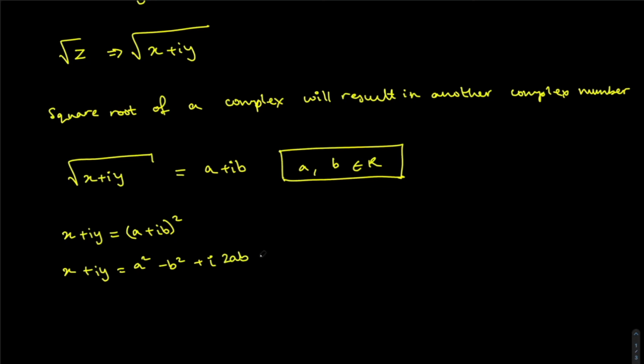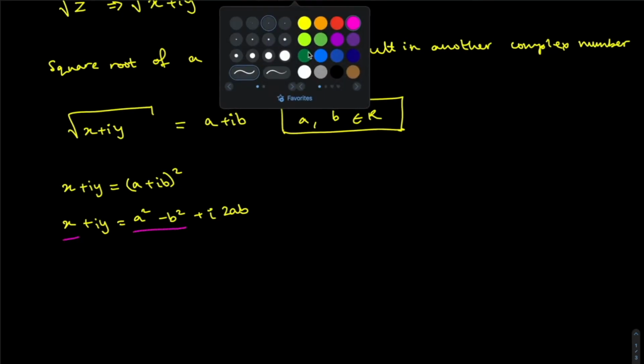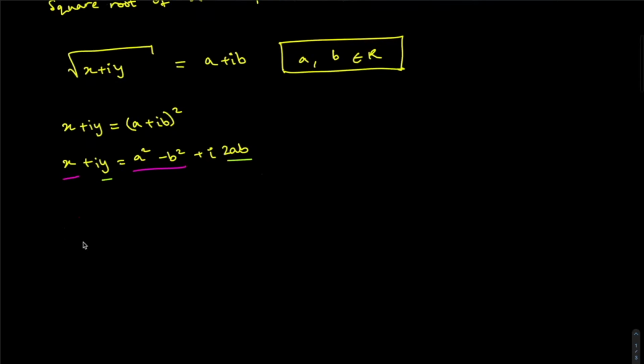i 2ab, right? Now, if you remember from the previous video, we talked about comparing different real parts and imaginary parts. So if I change the color and make it pink, this and this correspond with each other, and y corresponds with 2ab. So if I rewrite this, we can say that x is equal to a squared minus b squared, and y is equal to 2ab, right?